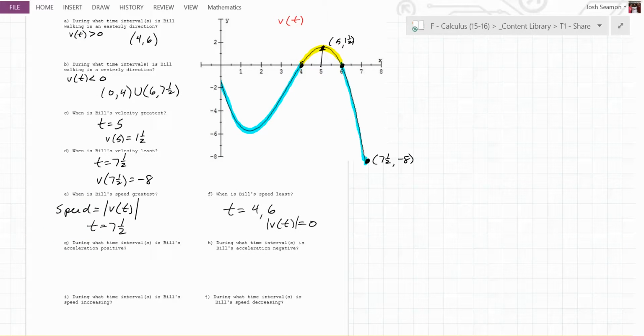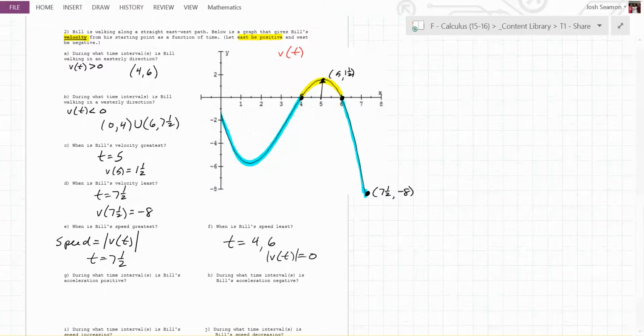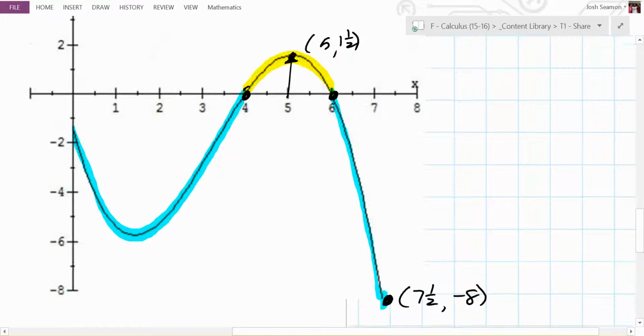During what intervals is Bill's acceleration positive? So what function is acceleration tied to? The double derivative, right? This is the single derivative because this is velocity, right? What is the derivative of velocity? Acceleration. So if we want to know when the acceleration is positive, we want to know when the derivative of this is positive. Can someone tell me when the derivative of this is positive from where to where?